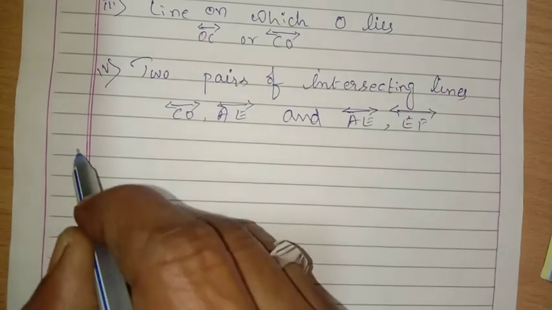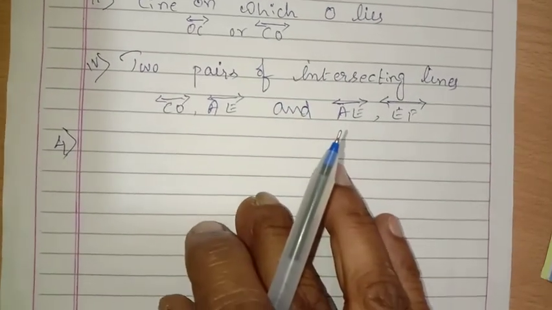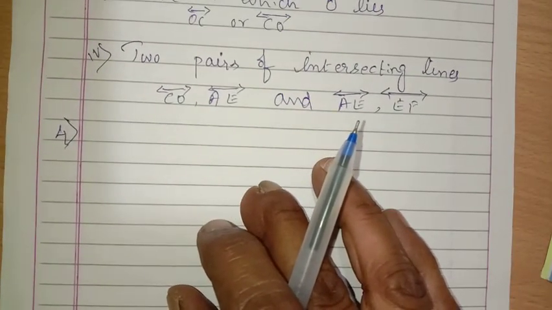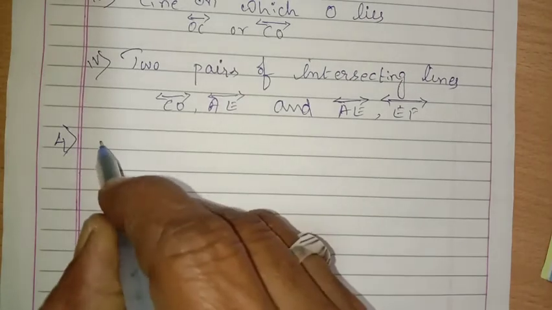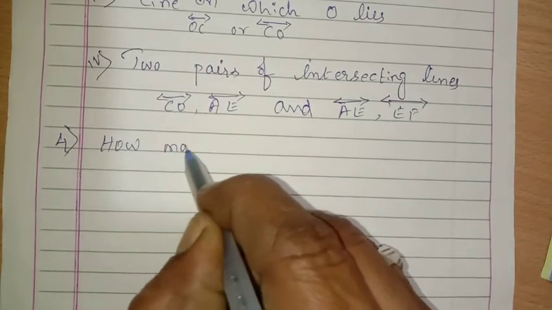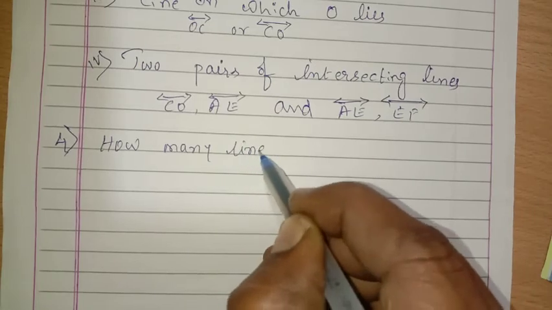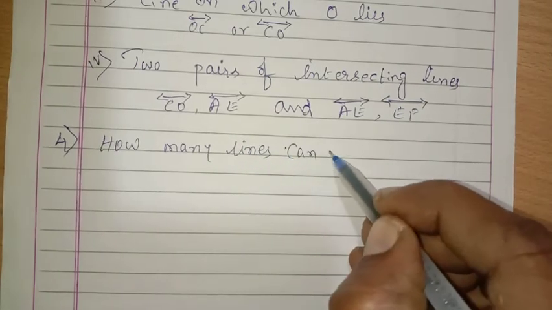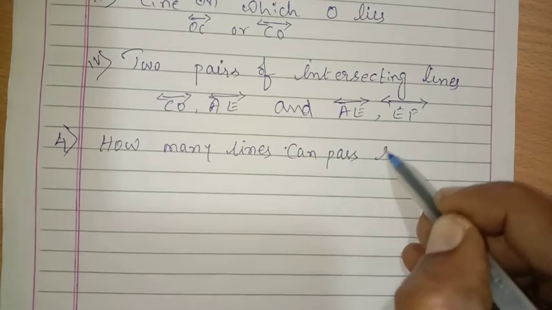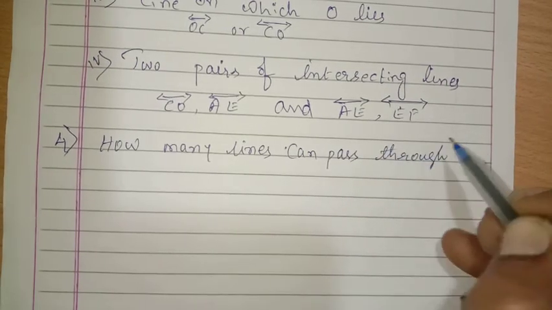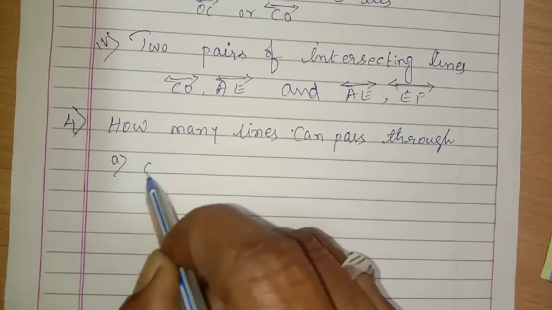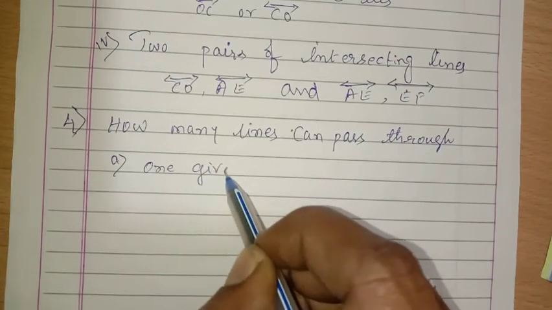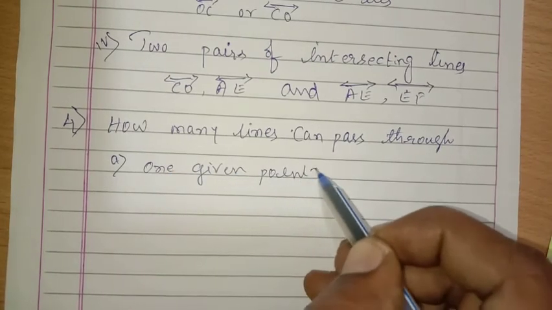So the fourth one is, how many lines can pass through one given point? So question number 1 is, how many lines can pass through one given point A. One given point. So how many lines pass through one given point?